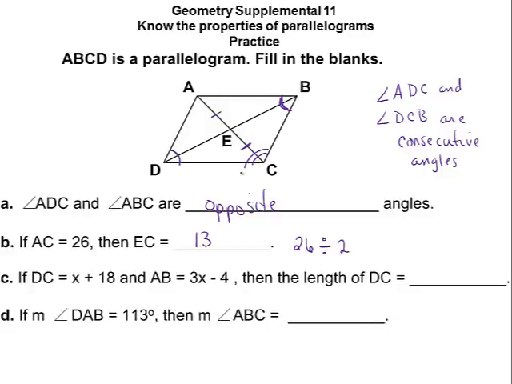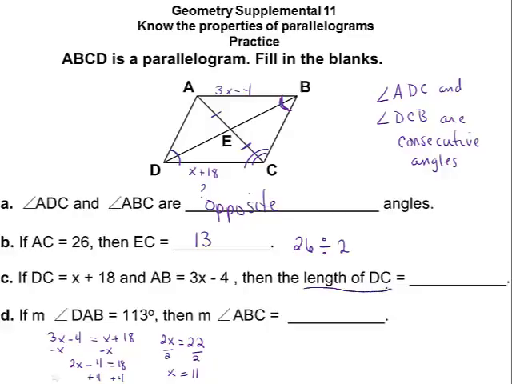If DC, that's this length right here, is x plus 18, and AB, that's this length, is 3x minus 4, I want to find the length of DC. First I have to find x, and I know that AB and DC are the same. So 3x minus 4 is equal to x plus 18. Subtract x from both sides. I get 2x minus 4 is equal to 18. Add 4 to both sides. 2x is 22. Then divide by 2, and x is 11. We found 11, but we're trying to find the length of DC. That's x plus 18, so we plug in the 11. So 29.